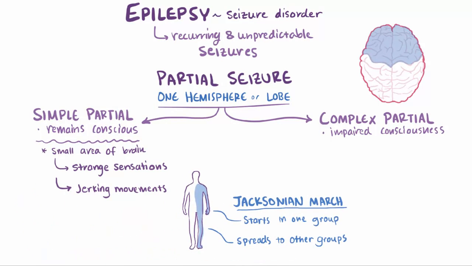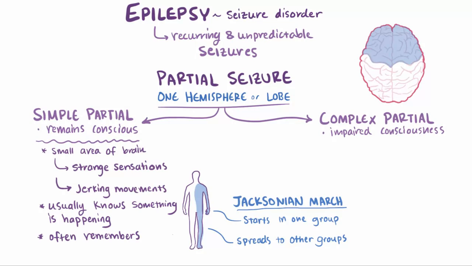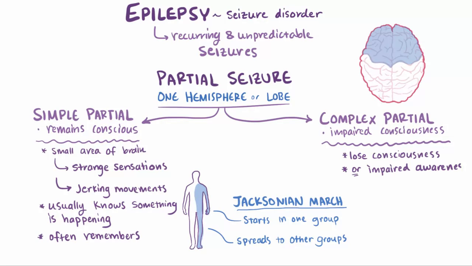Typically, the person is conscious, meaning that they're awake and alert, and will usually know that something's happening and will remember the seizure afterwards. Complex partial seizures, on the other hand, involve losing consciousness completely or having impaired awareness and responsiveness, so they might not remember exactly what happened during a seizure.